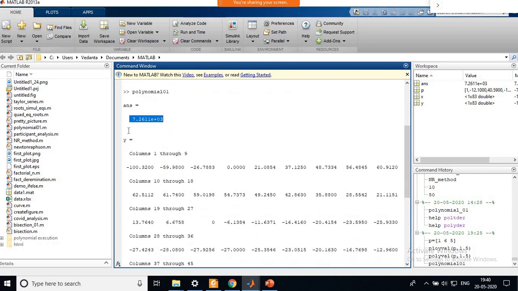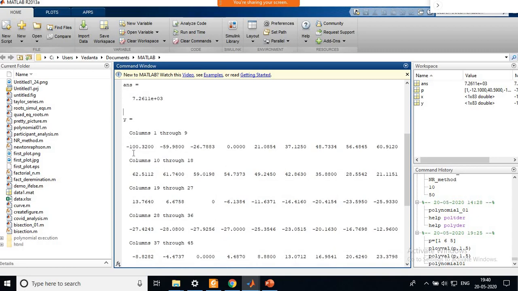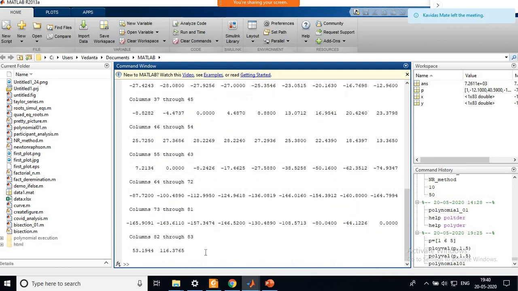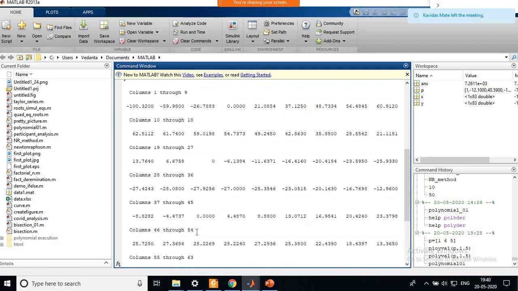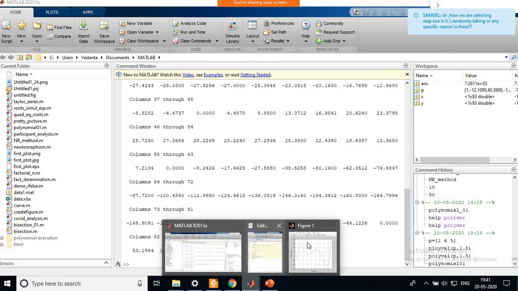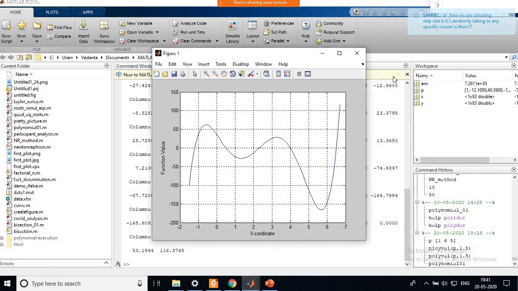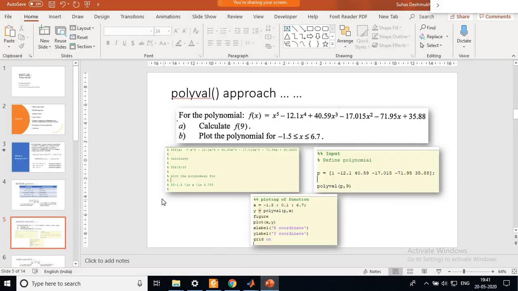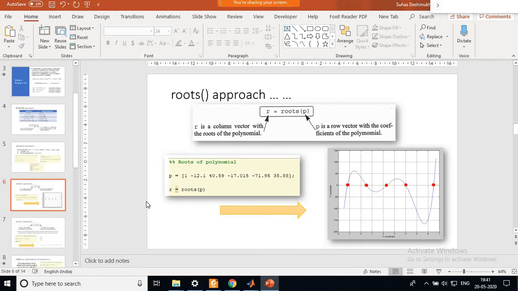We created an x variable, then it has created values for y from minus 1 point something to finally 6.7 something. It has created a total of 83 numbers, and now you can just look at the plot of it. So this is the way you can use this polynomial for evaluation purposes. This is a very simple and easy function for it.